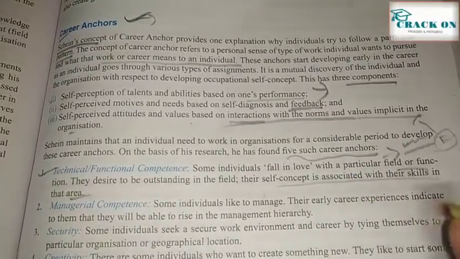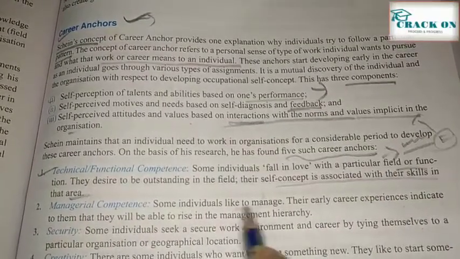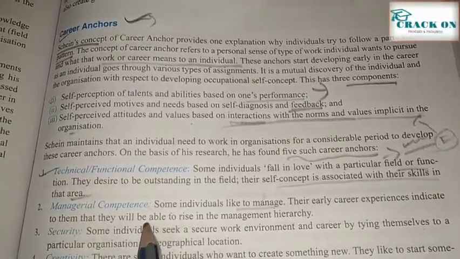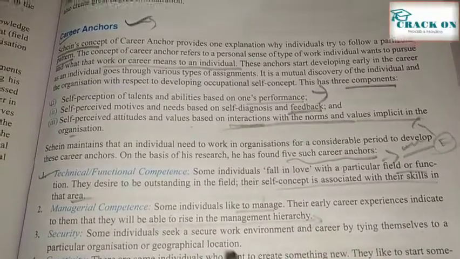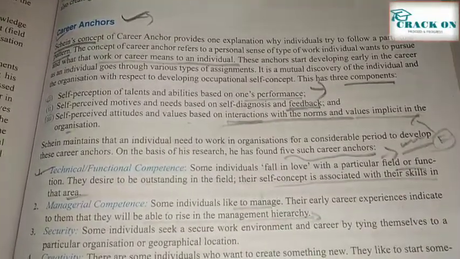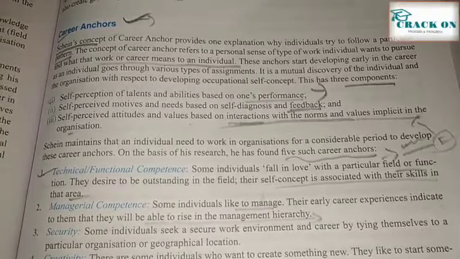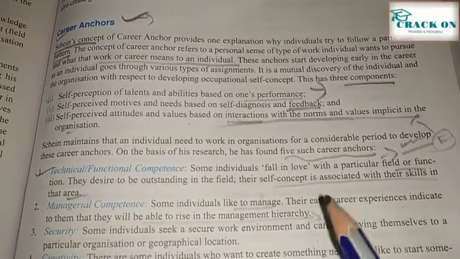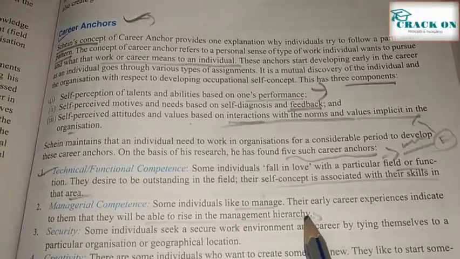Next is general managerial competency. Some individuals like to manage. Their early career experiences indicate to them that they will be able to rise in the management hierarchy. So in the whole career system, like intermediate, then graduation, in that we are able to analyze what our capability is. According to that, someone finds that he can manage, so he will move into the managerial hierarchy.